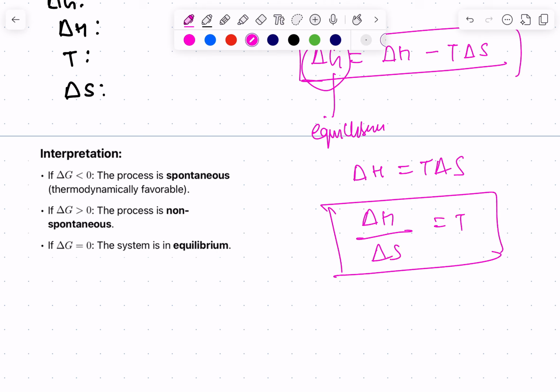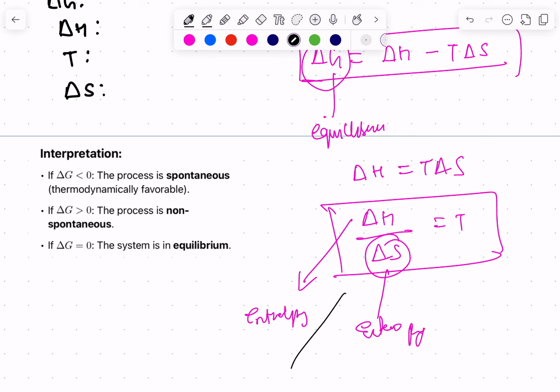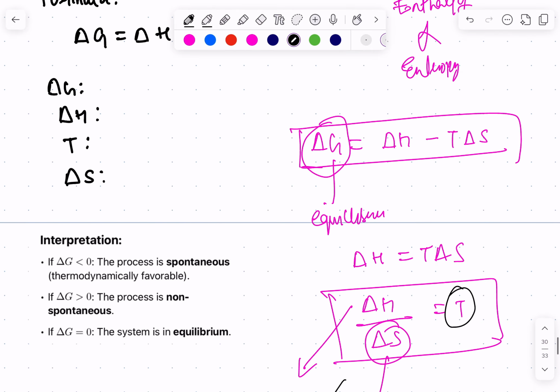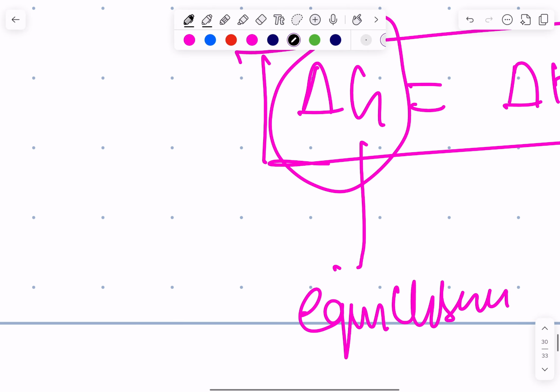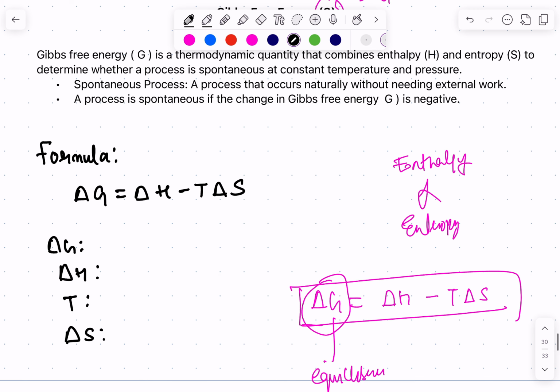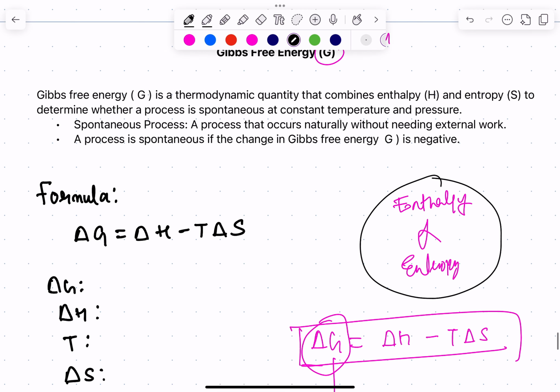So if they give you in an exam the enthalpy, and they give you the entropy, if they give you both the things, simply divide both of the things and you will get the temperature. That's the trick. And the situation should be equilibrium. So Gibbs energy is a relation of enthalpy and entropy in simple language.